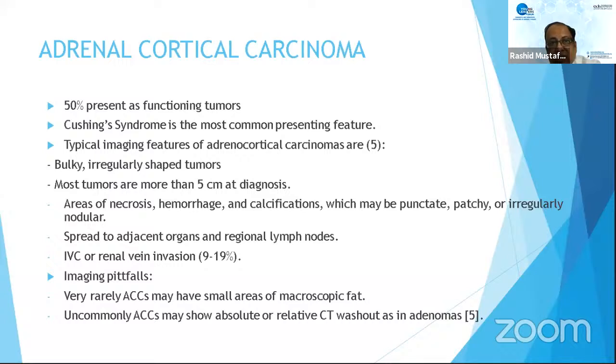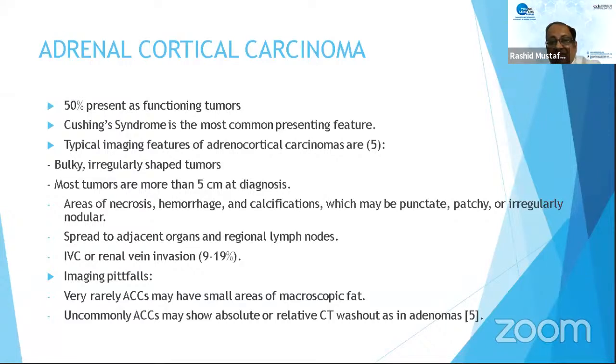Among adrenal lesions more than 4 centimeters in size, one of the commonest causes is adrenal cortical carcinoma. They present as functioning tumors. Cushing syndrome is one of the most common presenting features. Most tumors are more than 5 centimeters at the time of diagnosis.